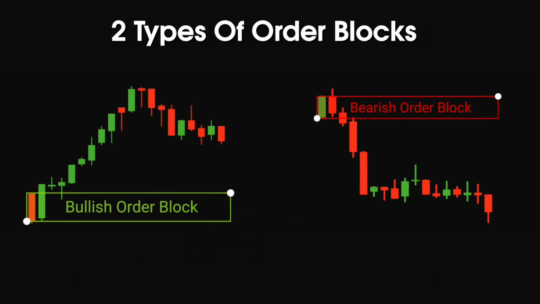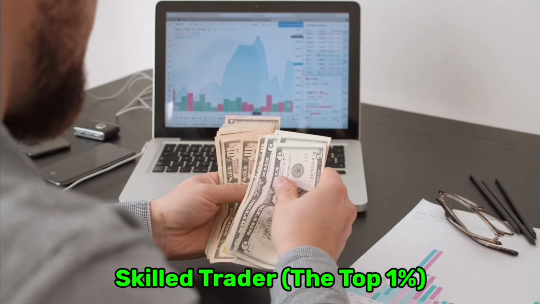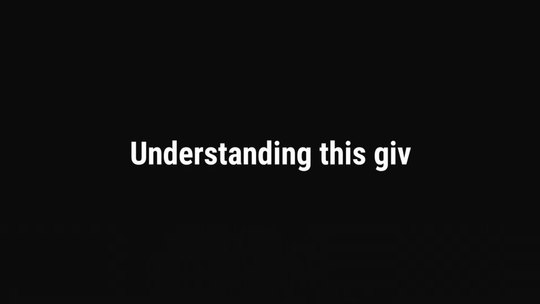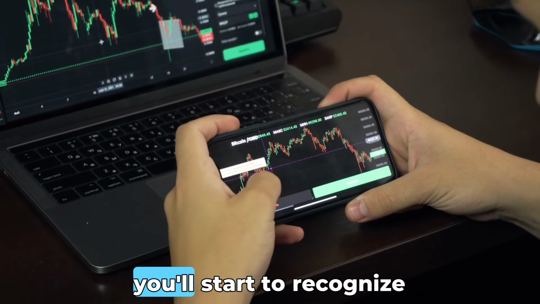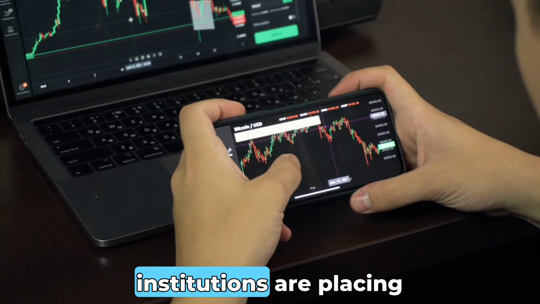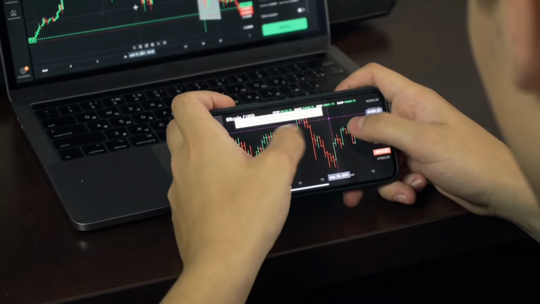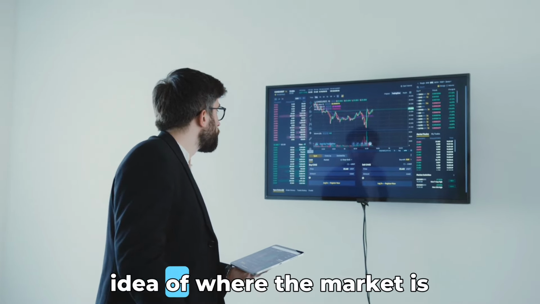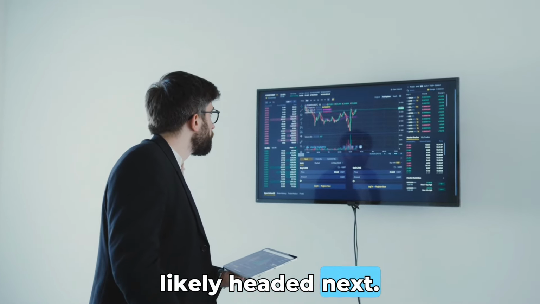Now, order blocks can either be bullish or bearish, and knowing how to identify them properly is key. Being able to tell the difference between high probability and low probability order blocks is what really separates a skilled trader from the rest. Understanding this gives you a powerful edge, because with that insight you'll start to recognize where banks and institutions are placing their major orders. And once you can spot those zones, you'll have a clear idea of where the market is likely headed next.